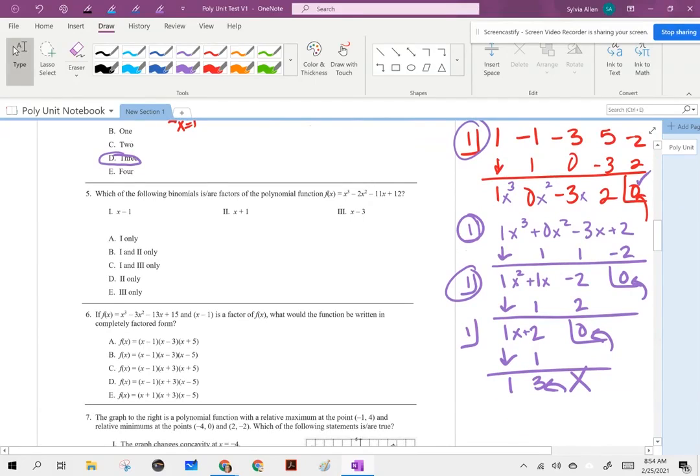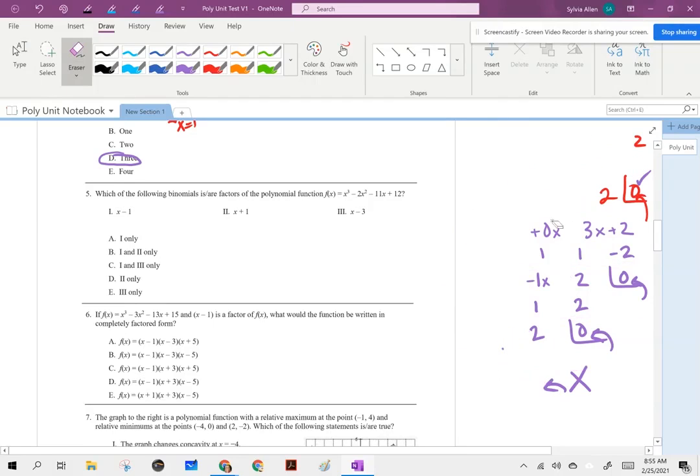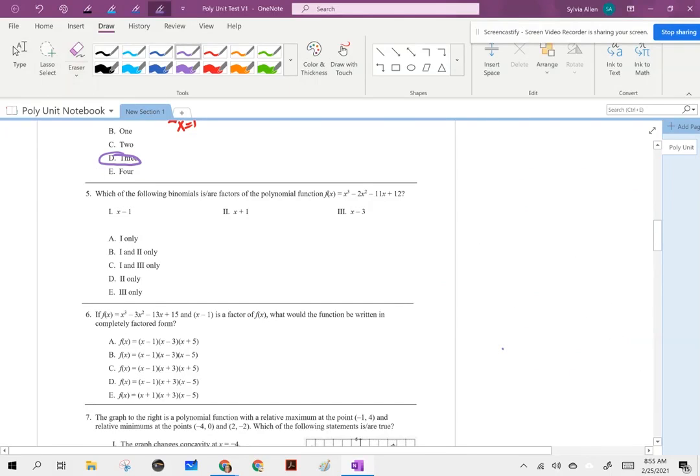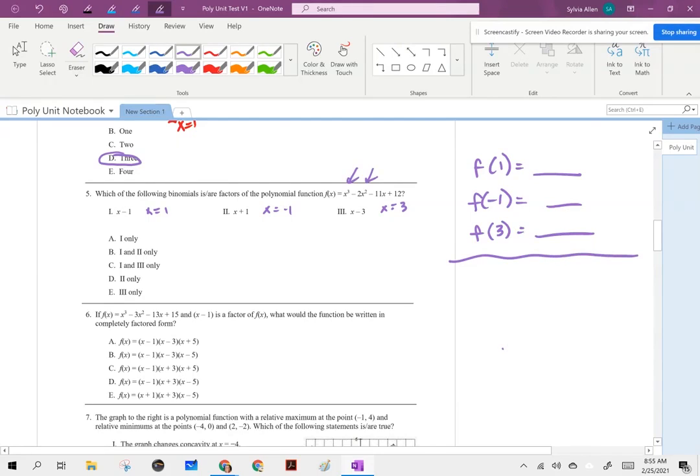All right, number 5, it says, which of the following binomials are factors of the polynomial function f of x? Well, there's a couple of ways to do that. We could do synthetic division, or you can evaluate. So you could go f of 1, which means x is 1, x is negative 1, or x is 3. Sometimes if you evaluate, you take the chance that you might mess up on the order of operations, but it's absolutely up to you. So you could do it this method, or you can synthetically divide.